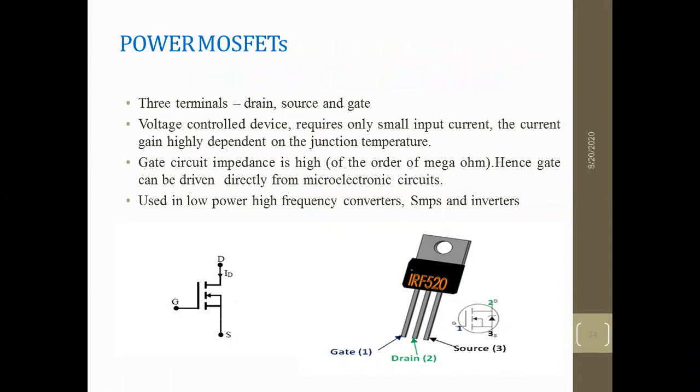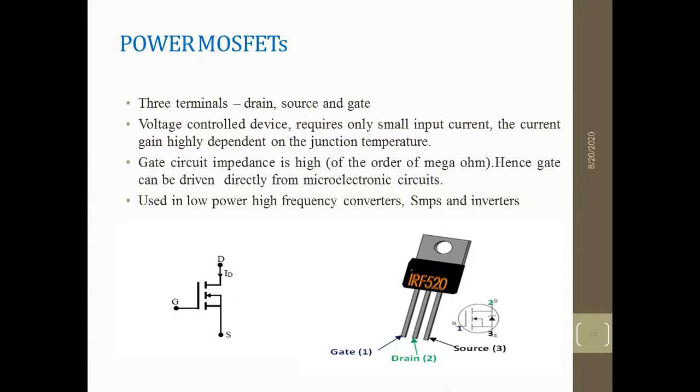A power BJT is a current controlled device and requires base current for current flow in the collector. Here the collector current is dependent on the input current, that is, the base current. So a BJT is a current controlled device, but the power MOSFET is a voltage controlled device.